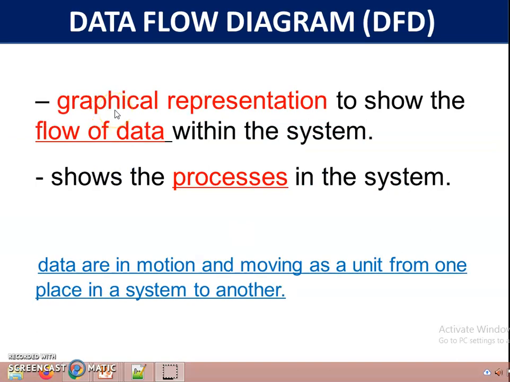A data flow diagram is described to be a graphical representation to show the flow of data within the system. It also shows the processes in the system. So this DFD visually represents the systems and the processes that are hard to describe using text. You can use this diagram to map out an existing system and make it better, or to plan out a new system. Whether you are improving an existing process or implementing a new one, a data flow diagram makes the task of the systems analyst easier.